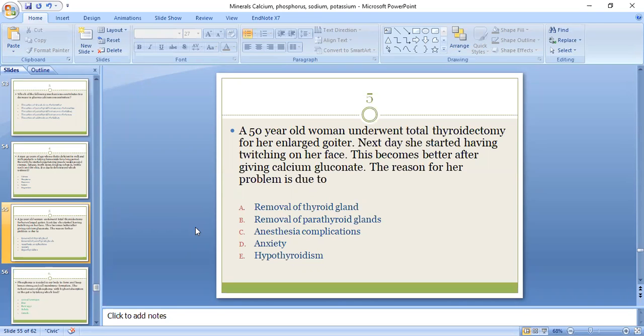B. Yes, B is the correct option, as the parathyroid gland has been removed, so the metabolism of the calcium has been disturbed.